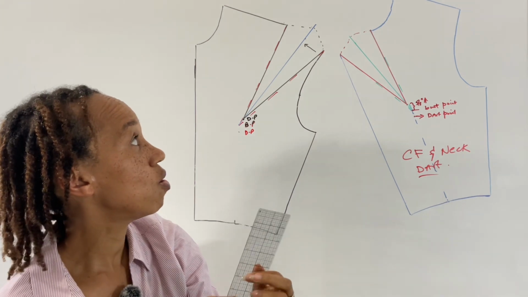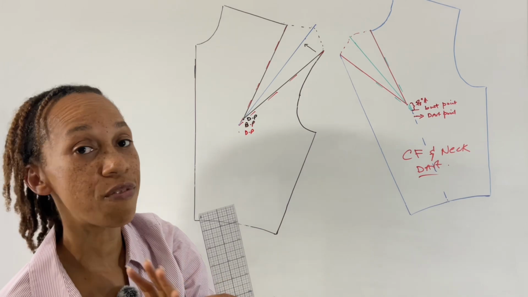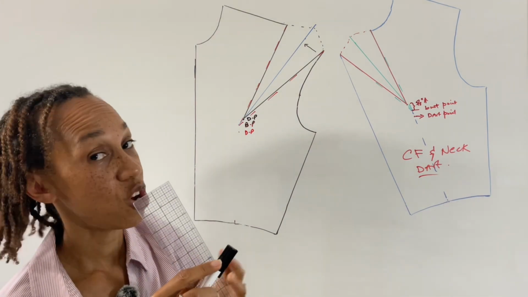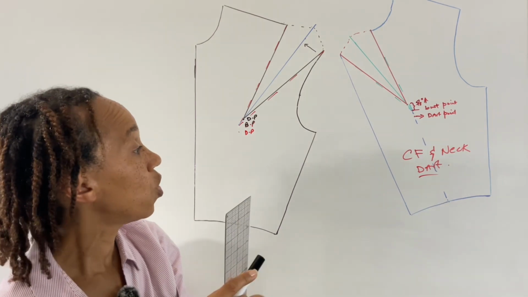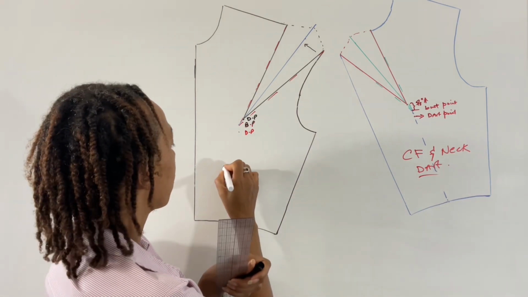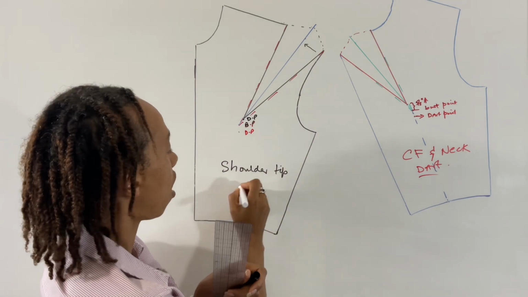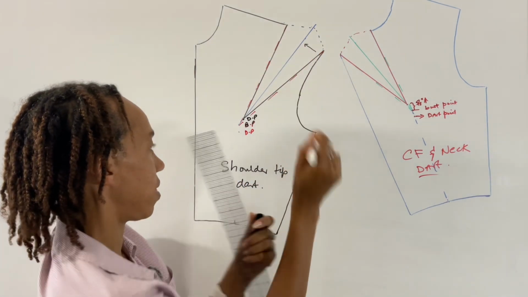And trace it and make sure that you're getting rid of any fabric, so that while you are sewing, you're not going to miss any piece of fabric creating your dart. So this is what we call now the shoulder tip dart. Okay, it's coming from the shoulder tip right there.